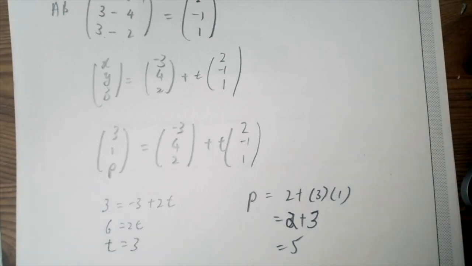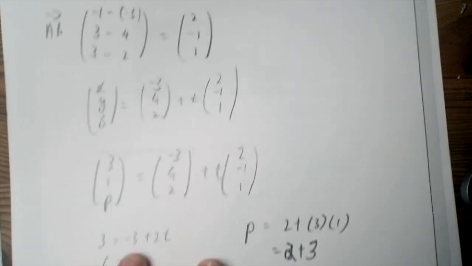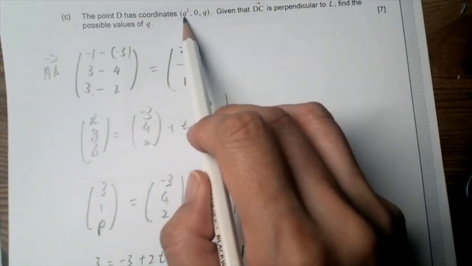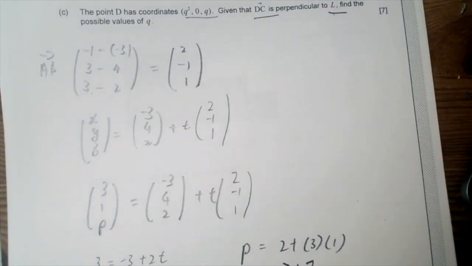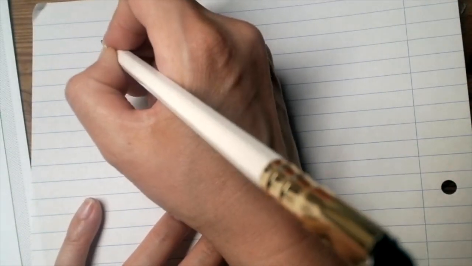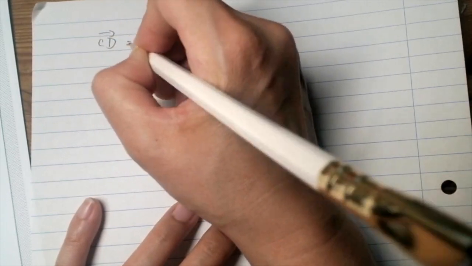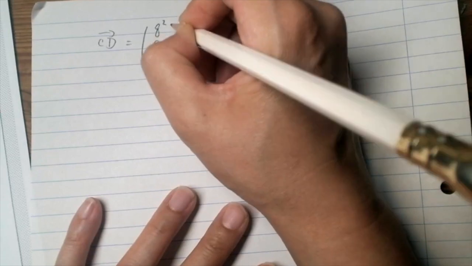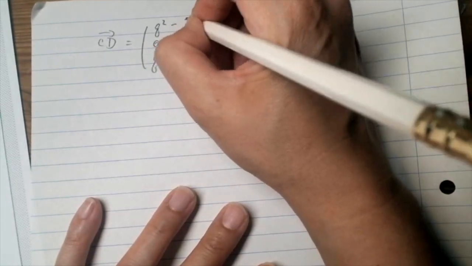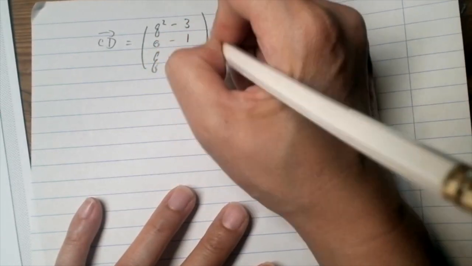C, the point D coordinates, going back to D here. Point D, the coordinates are this one, given that it's perpendicular to L. So we need to find the direction vector first. So I will get CD, the one behind minus the one before: (square, 0, Q) minus (3, 1, 5), which we found before.